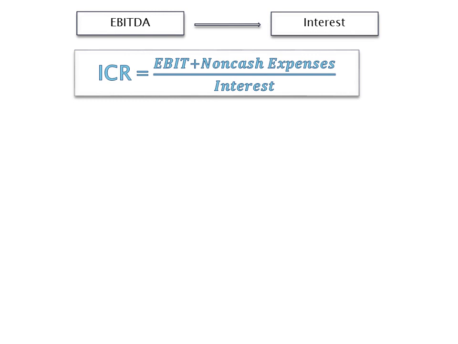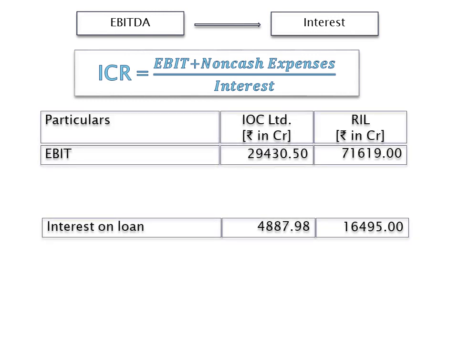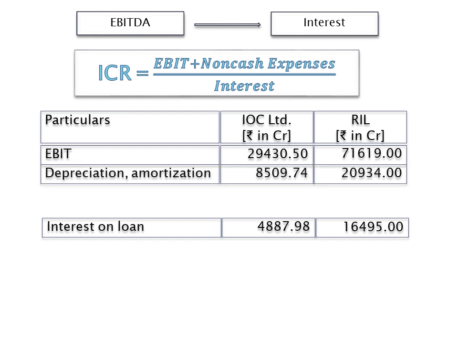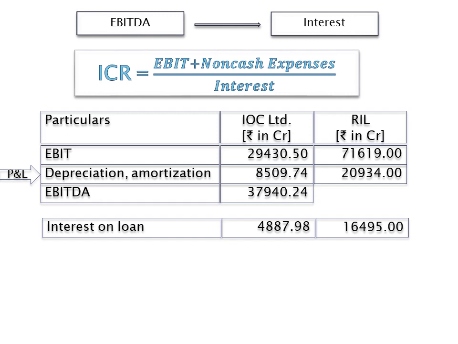Let us again calculate interest coverage ratio of IOC Limited and RIL by applying this formula. Already we have calculated EBIT for both, and amount of depreciation and amortization is taken from their respective profit and loss accounts. Therefore, EBITDA of IOC Limited is rupees 37,940.24 and of RIL it is rupees 92,553.